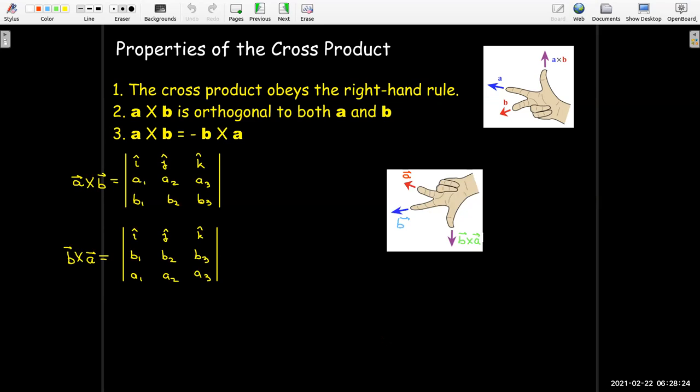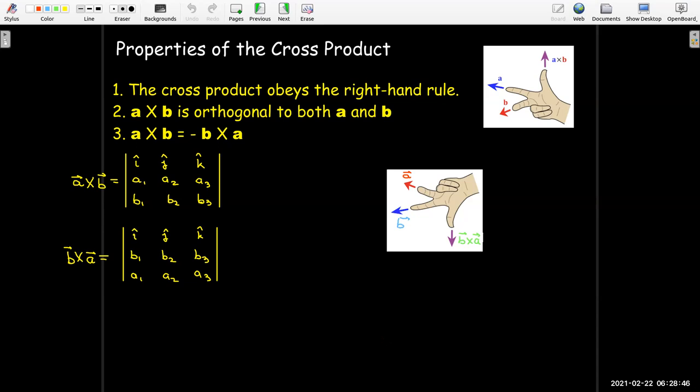Now, the cross product is not commutative. In other words, the order in which you cross the vectors matters. It doesn't make a big difference. It only changes the sign, but still it's different and we need to pay attention to it.